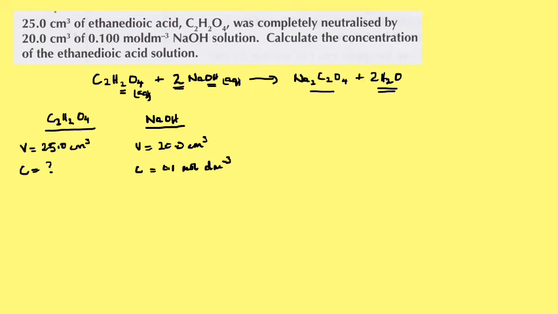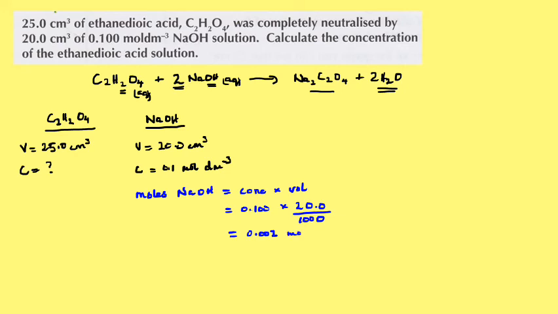Okay, so I'll do the calculations in blue. So the first thing we can do, of course, is use the 2 bits of information for sodium hydroxide to calculate the moles as usual. So the moles of sodium hydroxide from our usual calculation is going to be concentration times volume. I'll write it out just for completeness's sake. Concentration times volume, and our concentration is 0.1. And our volume in decimeters cubed is going to be 20.0 divided by 1,000. And so when we work that out, of course, it's going to come out at 0.002 moles. Quite conveniently.